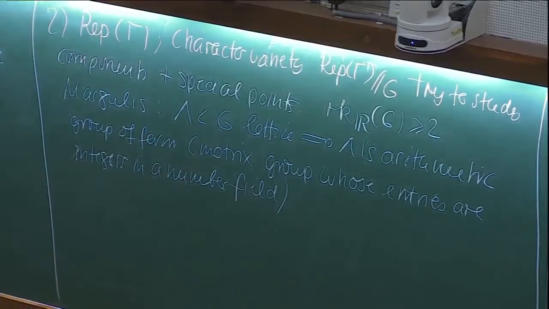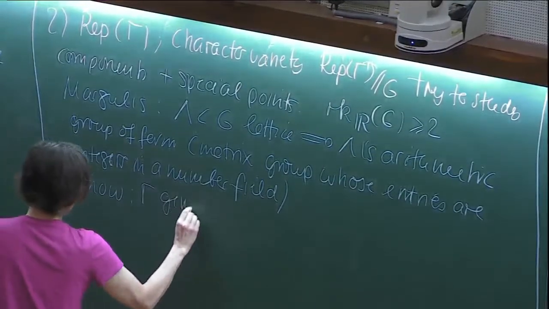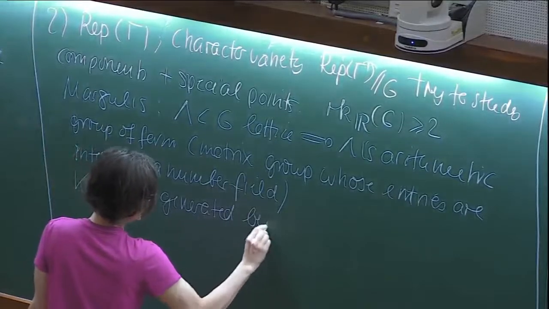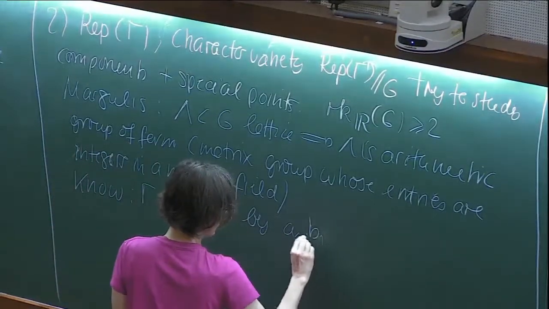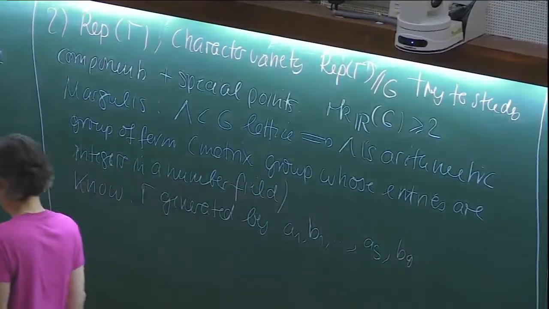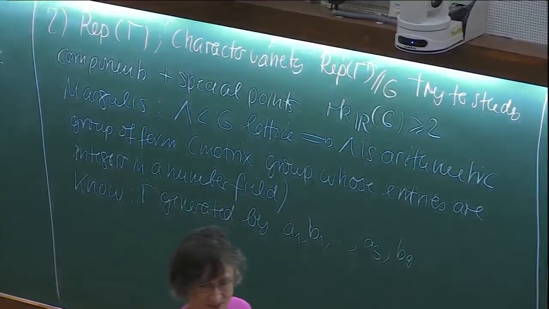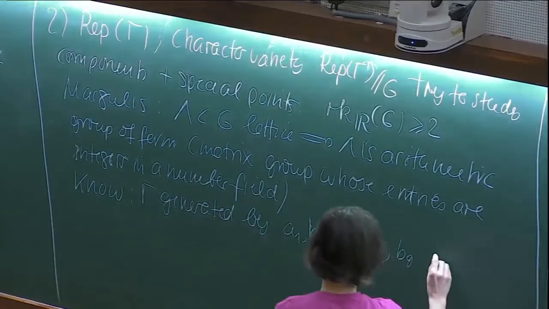Now you can ask yourself the following question. If I have a surface, then I can construct representations of gamma as follows. We know that gamma is generated by, say, a_1, b_1 up to a_g, b_g, a standard generating set, and of course the genus of my surface is supposed to be bigger or equal to 2. People who study surfaces never talk about the sphere. That will not be interesting. So we know that this group is generated by 2g elements with one relation.